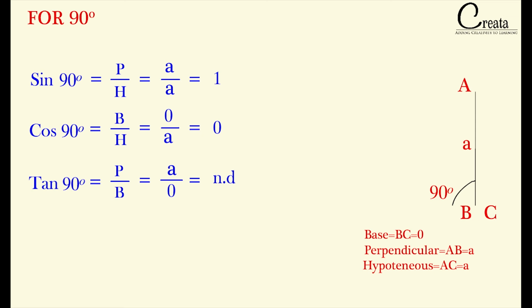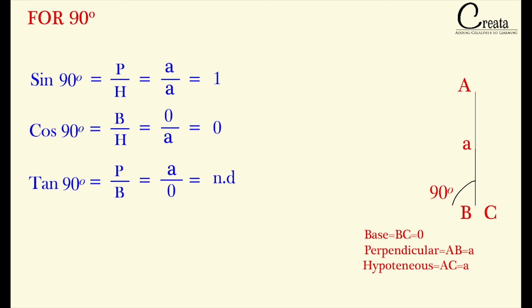Why A by 0 is not defined? A by 0 means what you should multiply with 0 to get a defined number A. 0 into 1 is 0. 0 into 2 is 0. 0 into 3 is 0. Whatever you multiply with 0, you will get 0. So what should we multiply with 0 to get a defined figure? Okay, it is basically positive infinity and negative infinity.